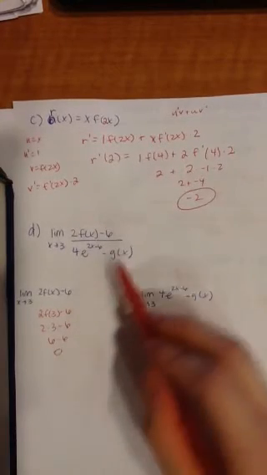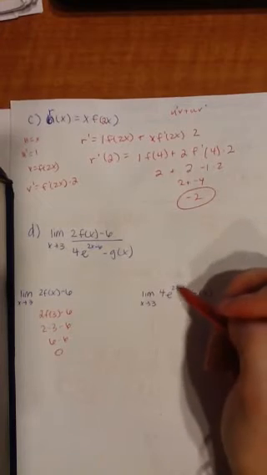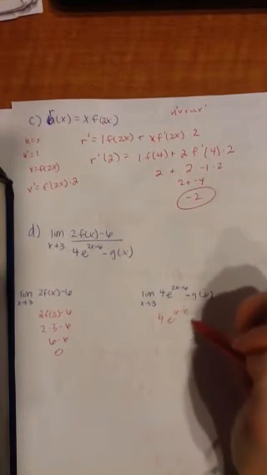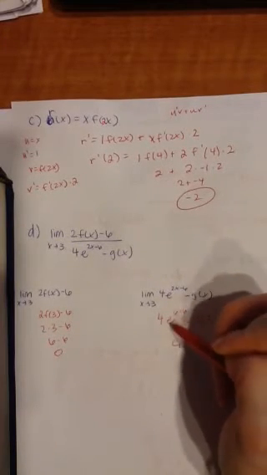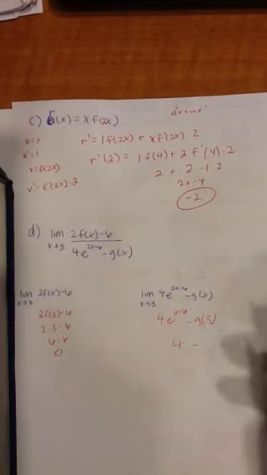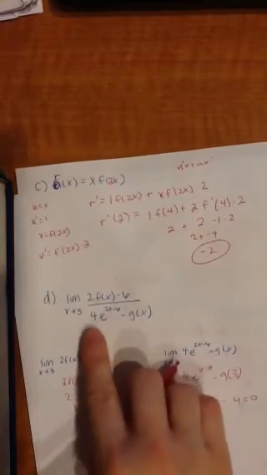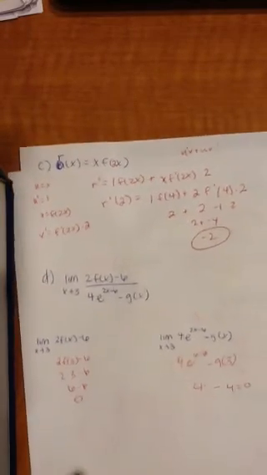I'm going to plug in on the bottom now. So this is 4e to the 2 times 3 is 6 minus g of 3. This is just 4 because e to the 0 is 1. 4 times 1 is 4. And g of 3 is 4, so I'm getting 0. So I have the limit, and I'm getting 0 over 0, which is indeterminate, which means this is going to be a L'Hopital's.